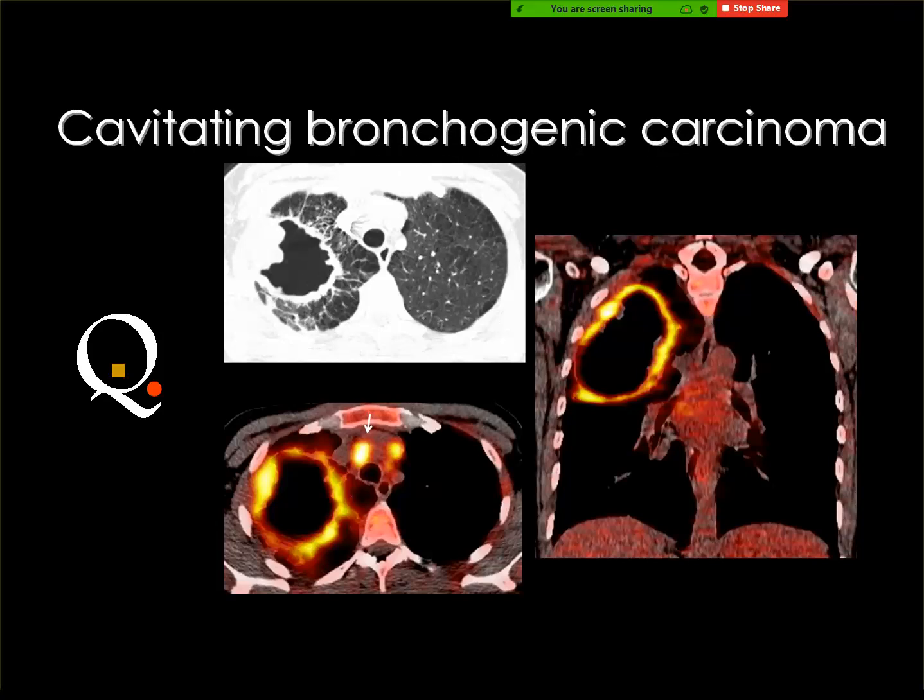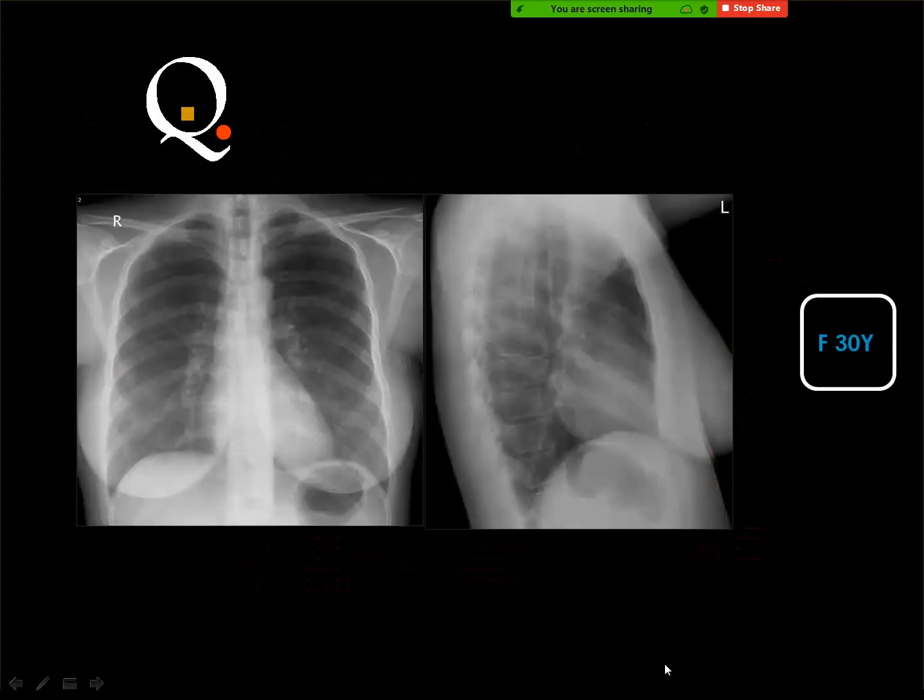Bronchogenic. Yes, and this is cavitating bronchogenic carcinoma, and you see the marked irregularity of the inner wall of the lesion. You see the metabolic activity of the tumor margin, and you see the metastatic nodes that are hypermetabolic in the mediastinum.